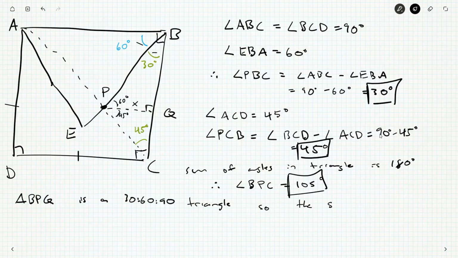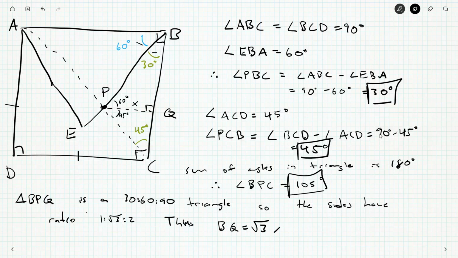So, the sides have a ratio of 1 to root 3 to 2. Thus, BQ is going to be root 3 times x. The shortest side is x, then we get root 3x, then we get 2 times x. And this would be fine. You could also do it the trig way, as I said, some sines, some cosines, some tans, however you want to play around with that. But that would be perfectly acceptable as well.